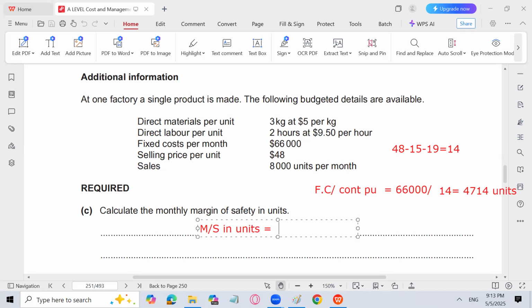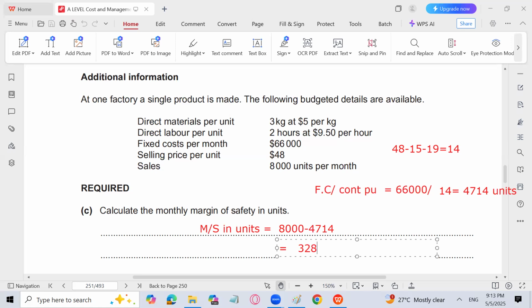Now you can calculate the margin of safety in units. That is actual units sold, which is 8,000, minus break-even units sold, which is 4714. So what is the margin of safety in units? 3286. If you multiply these margin of safety units by the selling price of 48, you will get the margin of safety in value or in total. You can do that also.